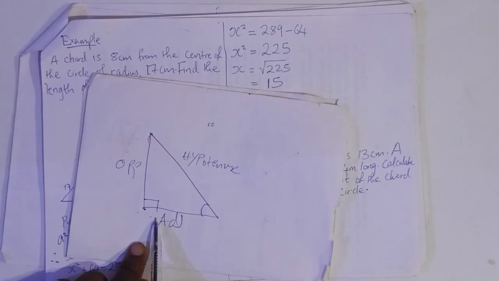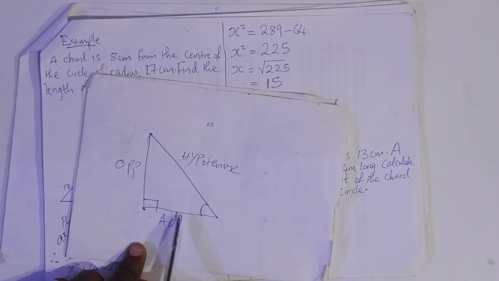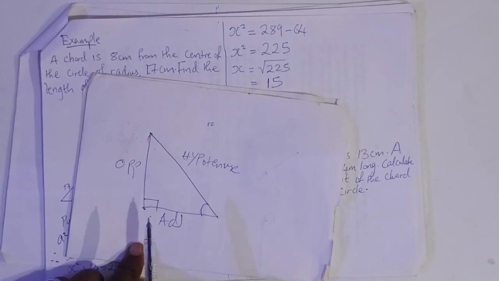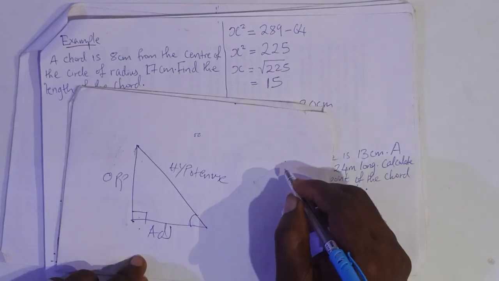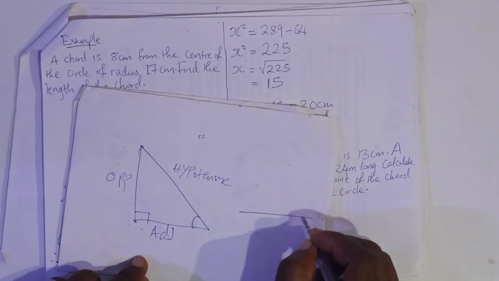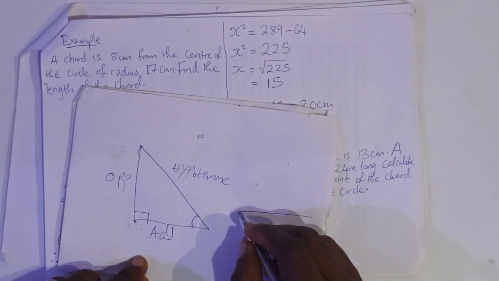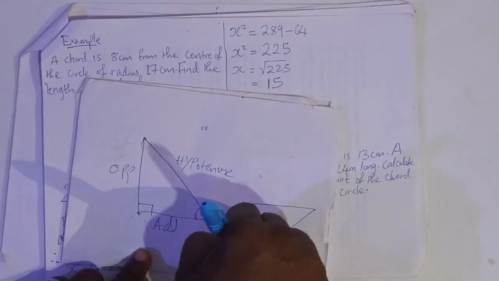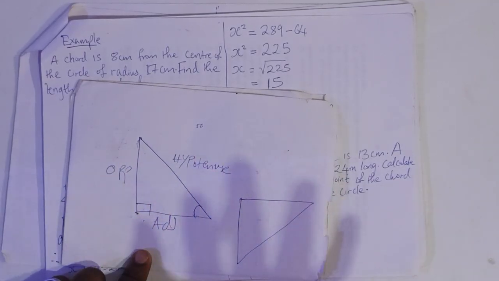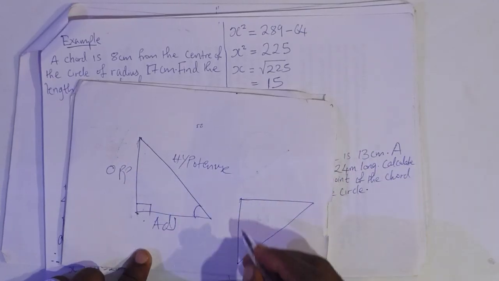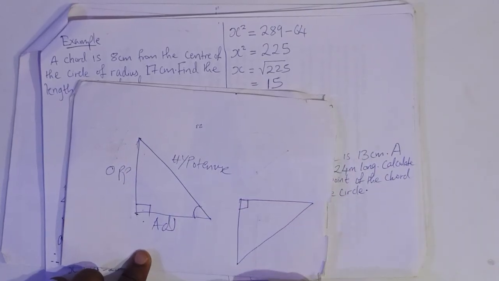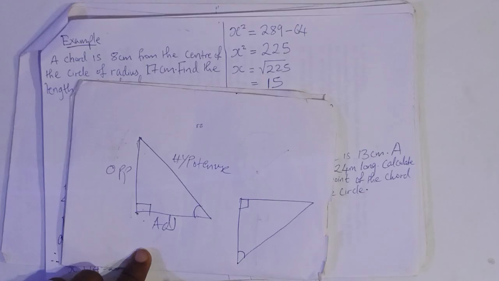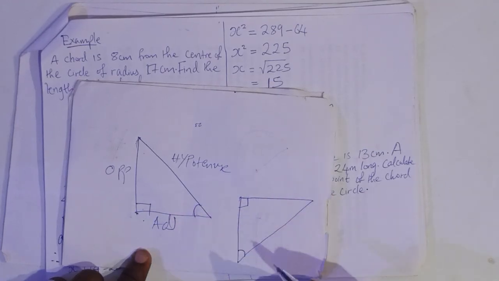And the side below the right angle and the included angle is always called the adjacent. So no matter how this diagram is drawn, you should be able to identify the opposite, the hypotenuse, and the adjacent. Let's say this is my right angle here, and I put the included angle here. How do I know which side is my opposite?